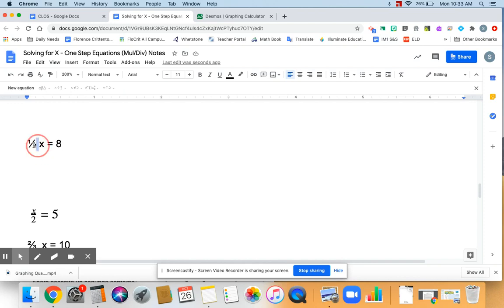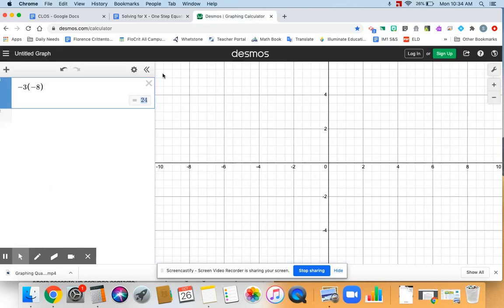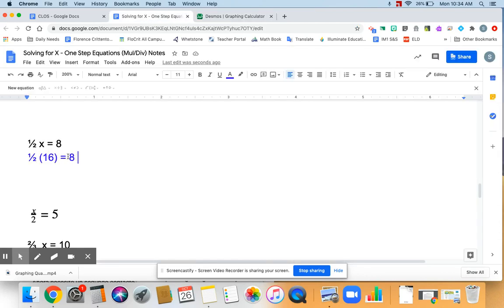So this is saying half of something is 8. Half of what is 8? Well, if you take 16 and you take half of 16, half of 16 is 8. I'll show you in the calculator. Half of 16 is 8. So 16 is going to be my answer.